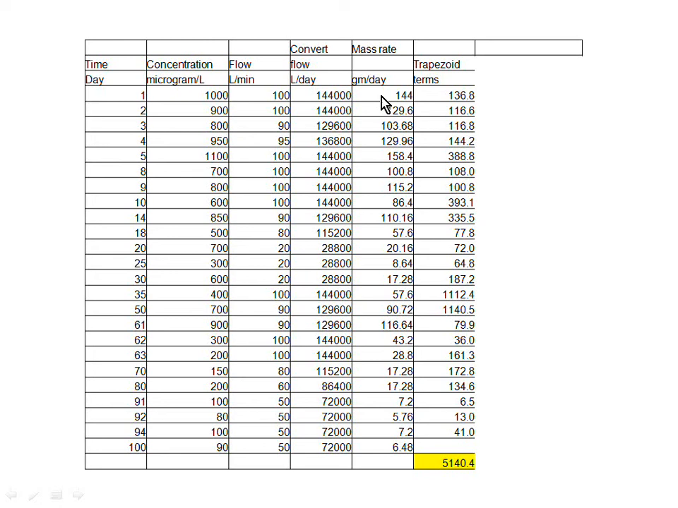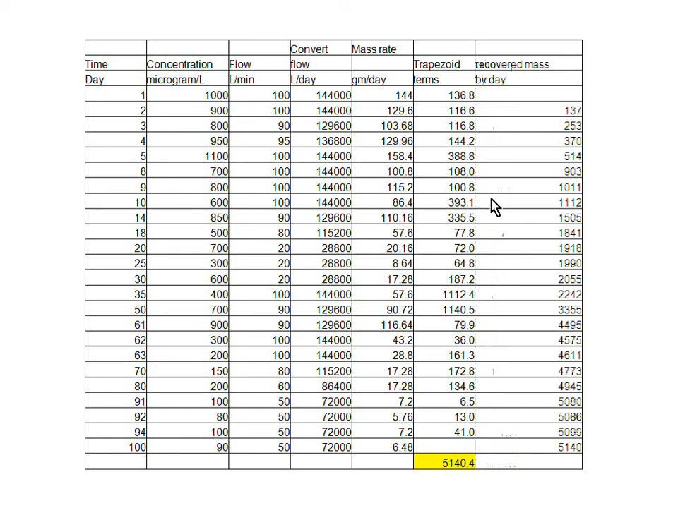And then I can integrate that, or I can determine the individual terms using the trapezoid formula, just like I did on the previous example. And here are the individual terms. And if I sum them, notice that I don't have a term here for the last entry, just like in the previous example. And if I sum them, this is the total mass recovered over these 100 days. And then I can also use this approach to calculate the mass recovered on a daily basis.